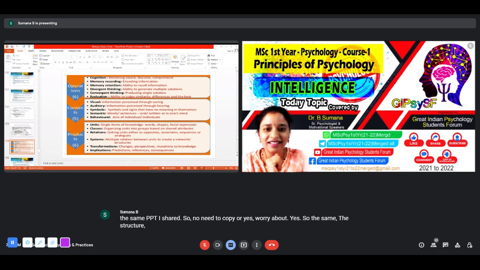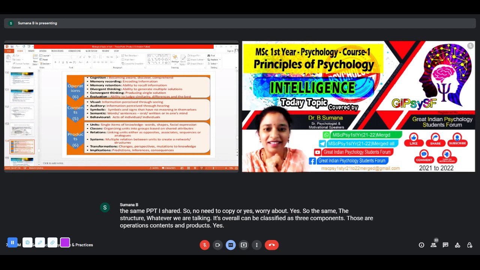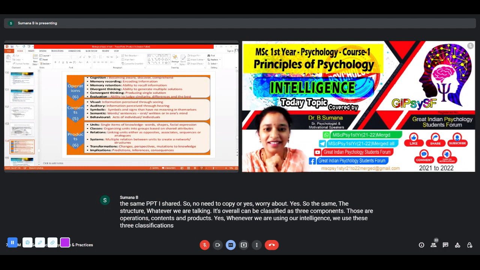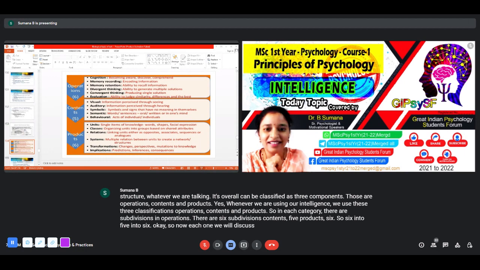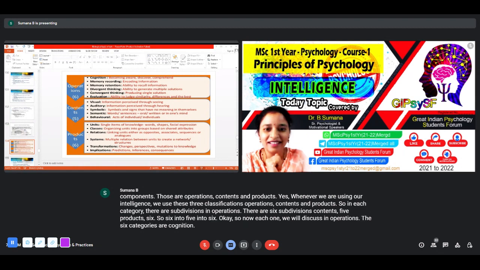The structure we are talking about can overall be classified into three components: operations, contents and products. Whenever we use our intelligence, we use these three classifications. In each category there are subdivisions: in operations there are 6 subdivisions, contents 5, products 6. So 6 into 5 into 6. Now we will discuss each one. In operations, the 6 categories are cognition, then memory recording, memory retention.